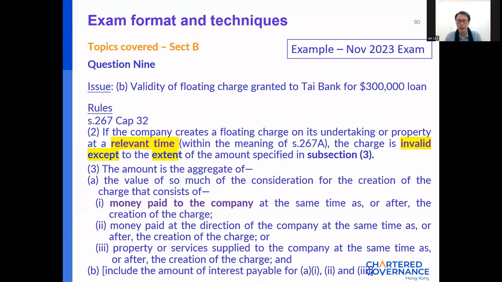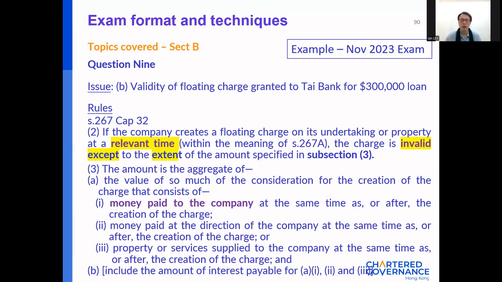So if the company creates a floating charge on its undertaking or property at a relevant time, the charge is invalid except to the extent of the amount in subsection 3. So 267 is very simple. If a floating charge was created during the relevant time, it is not valid, full stop. Okay, that's the general principle under subsection 2 of 267. Very easy. Okay, there's only one exception: even if it was granted during the relevant time, if it satisfies the exception in subsection 3, then it is still possible the charge is valid. It will not be invalid.